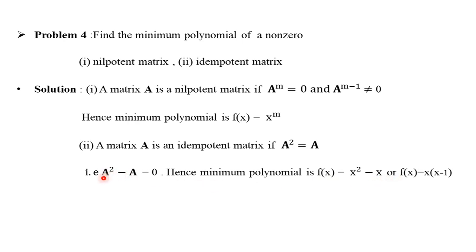Here, put x instead of A. So, x square minus x. We can write this also by simplifying, taking x outside: f of x equal to x into x minus 1.